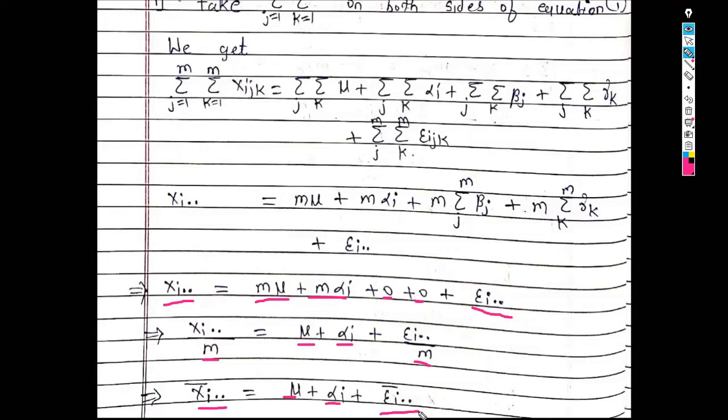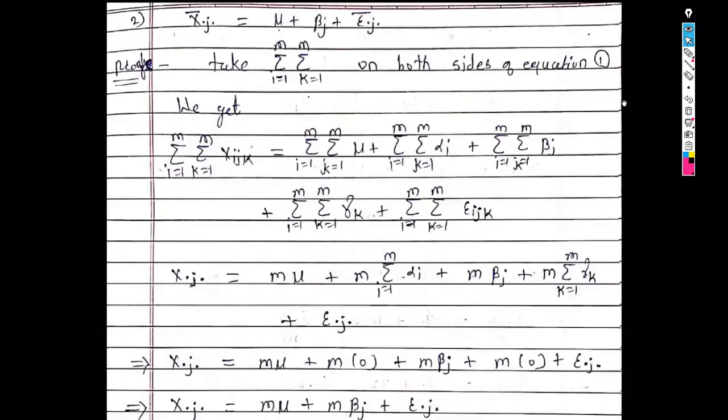So when we find the variance for alpha i hat, we use the value for x i dot dot bar, which is mu plus alpha i plus epsilon i dot dot bar. Now we will prove our second statement. So what is our second statement? x dot j dot bar is mu plus beta j plus epsilon dot j dot bar.